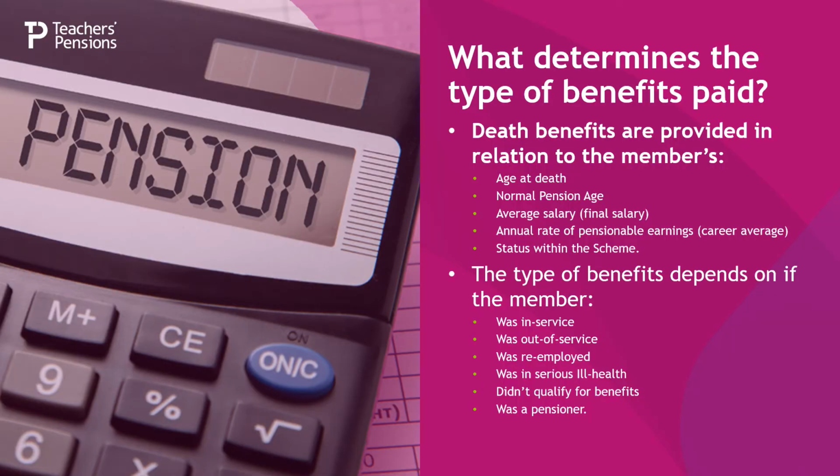So what determines the type of benefits that are paid? Death benefits are provided in relation to the member's age at death, their normal pension age, their average salary if they're in the final salary scheme, their annual rate of pensionable earnings if they're in the career average scheme, and their status within the scheme. The type of benefits depends on if the member was in service, out of service, re-employed, serious ill health, they didn't qualify for benefits, or if they were a pensioner.